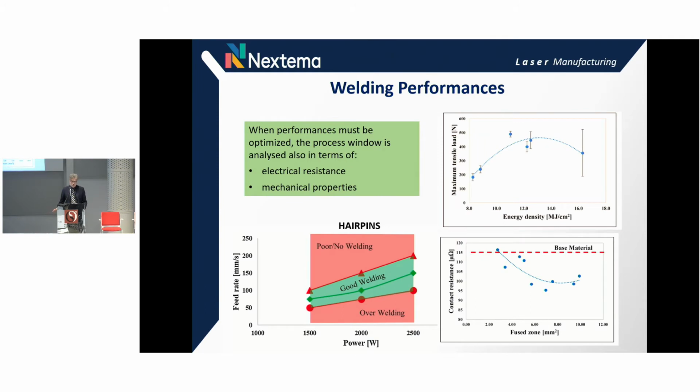Of course, this also applies to hairpins. We have done some experiments also on hairpins, and here again the same concepts apply. So first we have to find a good weldability area, and after that we may optimize performance within that feasibility area in order to have the best mechanical performance and electrical resistance also.